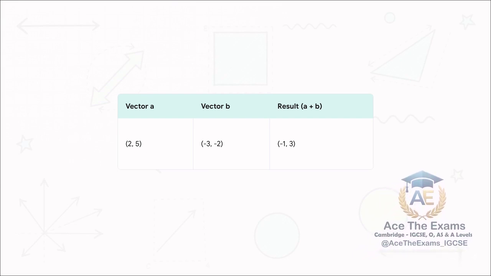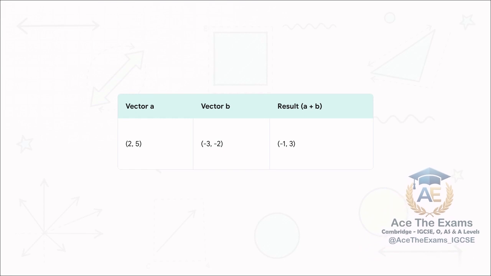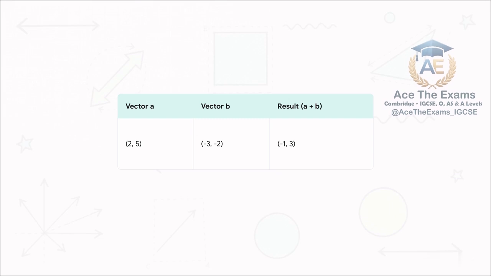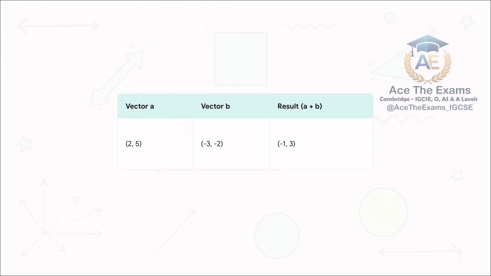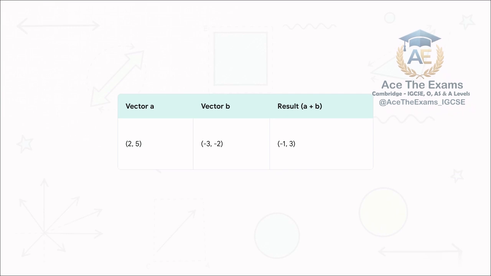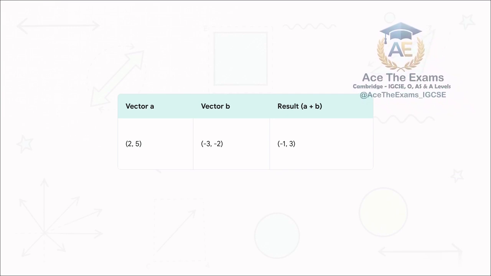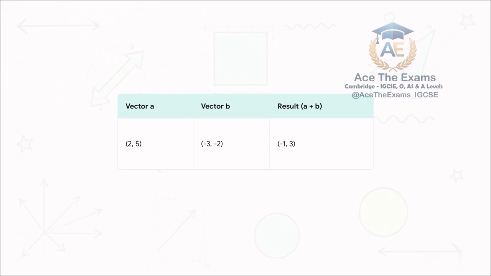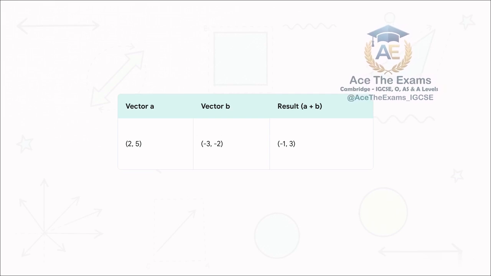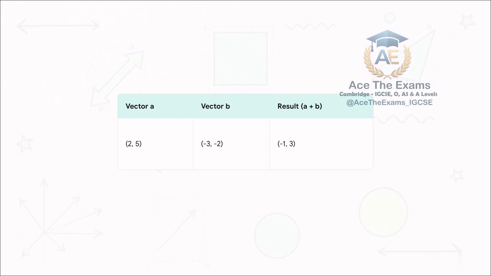And numerically, adding vectors is remarkably simple and, honestly, deeply satisfying. You don't need any complex formulas here. You literally just add the top x values together and the bottom y values together. Check out our table. Vector A is 2 over 5. Vector B is negative 3 over negative 2. For the top x value, 2 plus negative 3 equals negative 1. For the bottom y value, 5 plus negative 2 equals 3. Boom! Our resulting single transformation is negative 1 over 3.